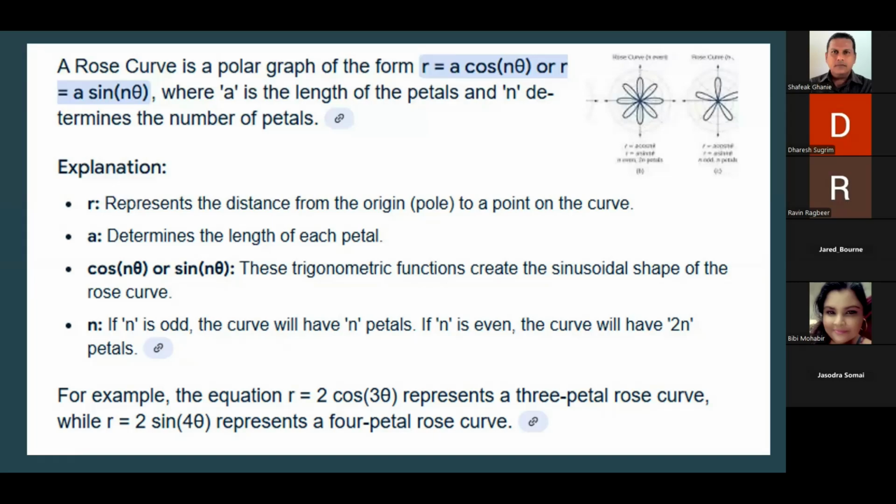So, for example, the equation r is equal to 2 cos 3 theta represents a 3-petal rose curve, and r equals 2 sine 4 theta represents an 8-petal rose curve. If you see from the equation, we substitute 3 and 4 where in the original equation there is n.